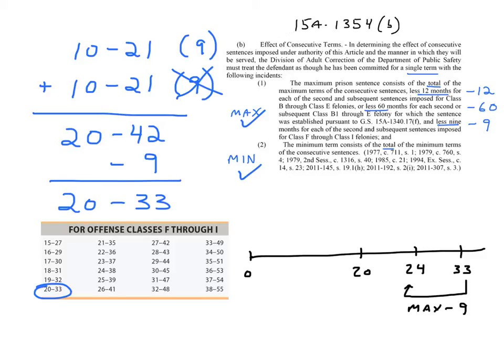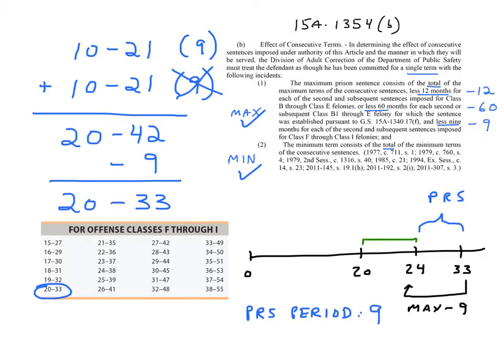The release is going to be somewhere between 20 and 24 depending on the accrual of earned time, and we're going to save this 9 months of imprisonment out there for the defendant's single term of post-release supervision, and that PRS period for this Class F through I felon is going to be 9 months.